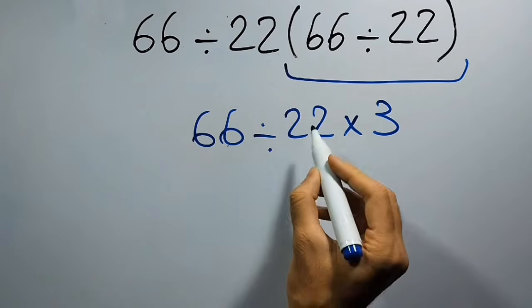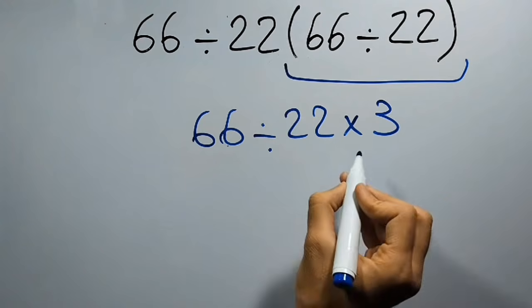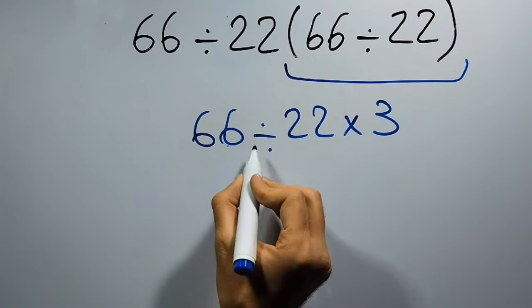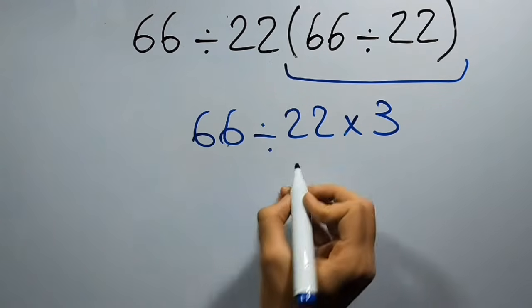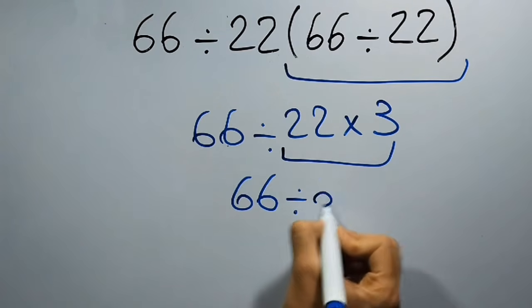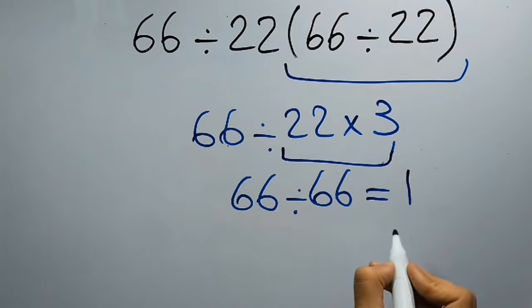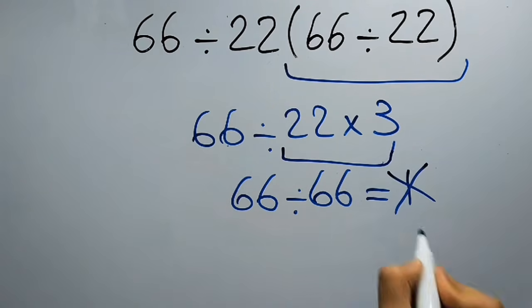In the next step, they go for the multiplication between 22 and 3 because they believe multiplication has priority over division. So, they rewrite this expression as 66 divided by 66, which finally gives them the answer 1. However, this answer is definitely wrong.